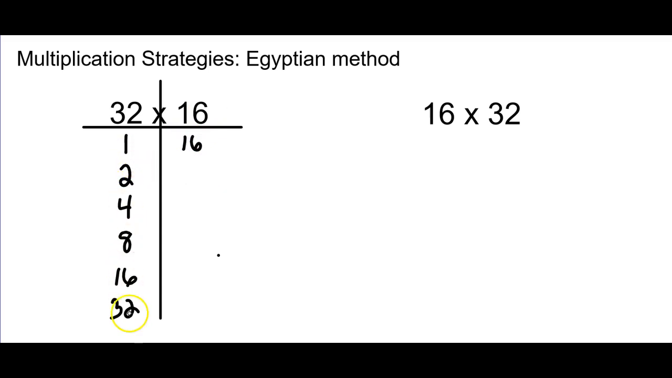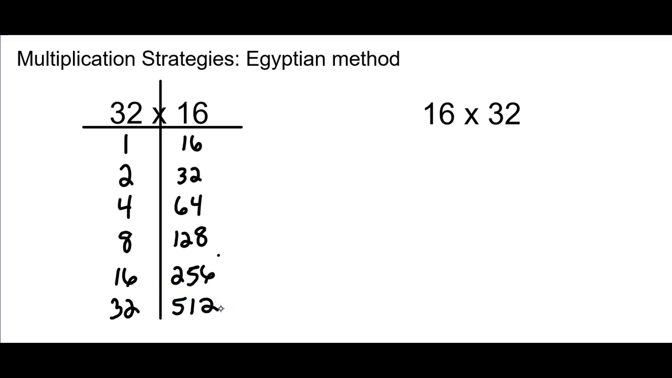And for each number I got on the left column, I'm going to write a number down that's twice as big as the one before. Like, basically just doubling again. 16 doubled is 32. 32 doubled is 64. 128. 256. And then doubling this is 512.